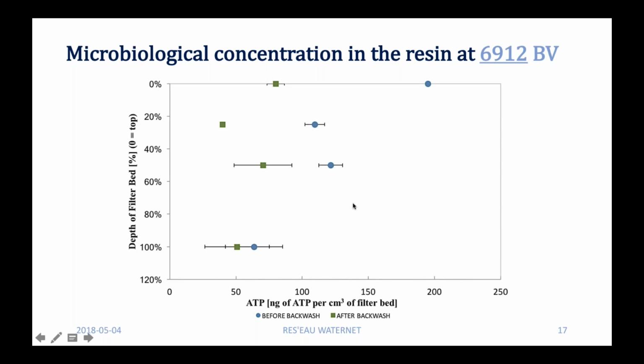Comparing these numbers with the previous biological ion exchange data and biological activated carbon data that have been studied at UBC before, the filters are well biologically active at around 7,000 bed volume at this stage.